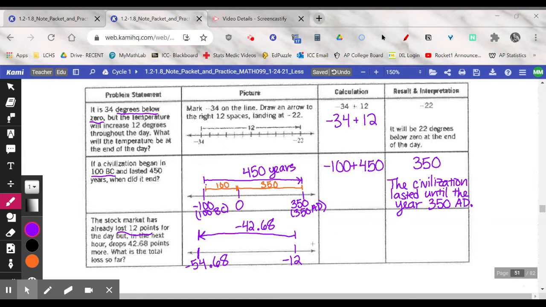So our calculation, we're still going to start with that number, the negative 12, but instead of adding a certain amount this time, we're going to be subtracting it.